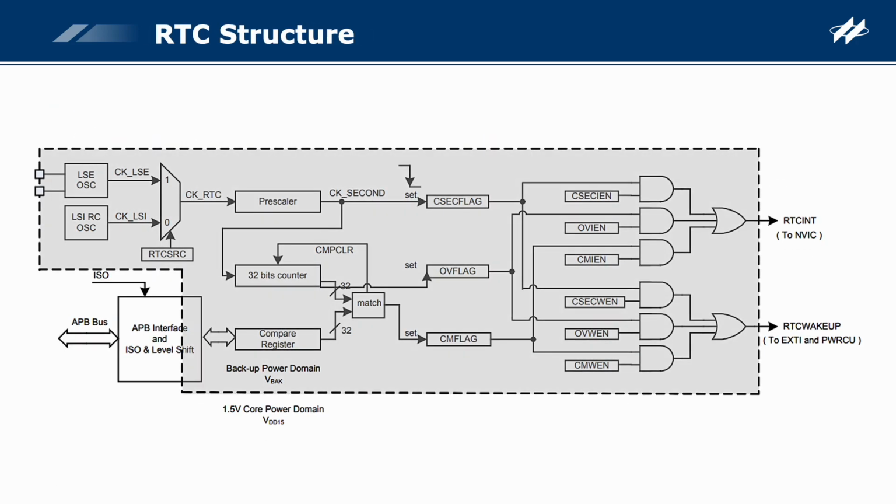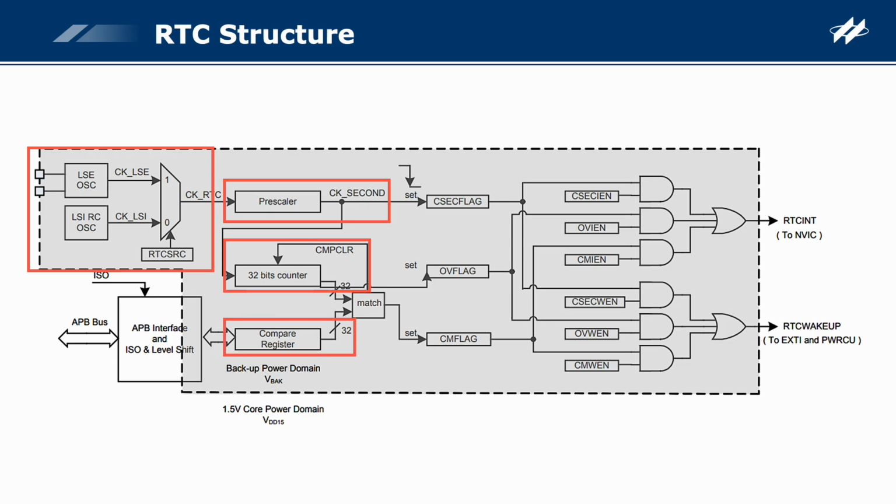Then, we will briefly introduce the RTC structure. The RTC clock source is located at the top left corner. Different sources can be selected by configuring the relevant register. To the right of the clock source is the prescaler, which divides the clock source to a specific frequency. Below this is a 32-bit up counter that counts the clock signal output by the prescaler. Below this is a compare register, which can be set to obtain an accurate preset time interval value.